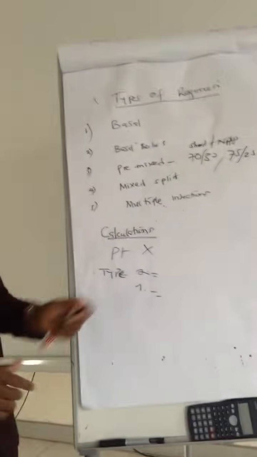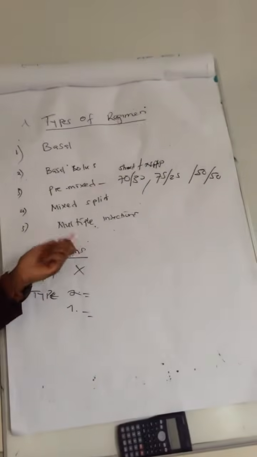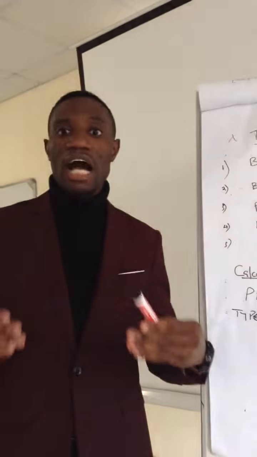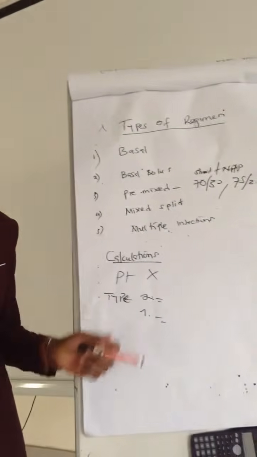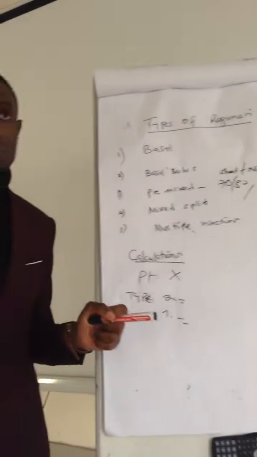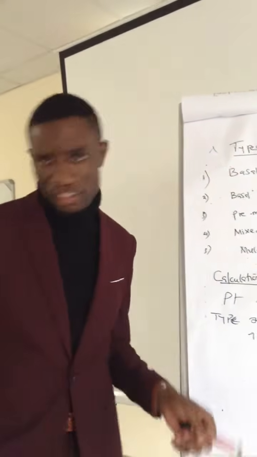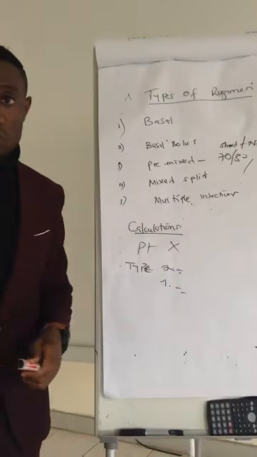Then the last one is called multiple injections. Here we dose the patient based on how often they have their meals in a day. This one is a bit bad because patients get a lot of injections. When you eat a lot, you're going to get a lot of injections. That's the thing. So let's start with calculation now.